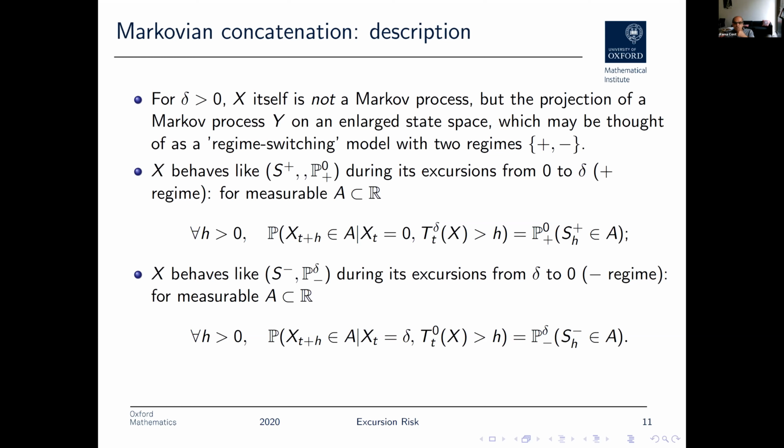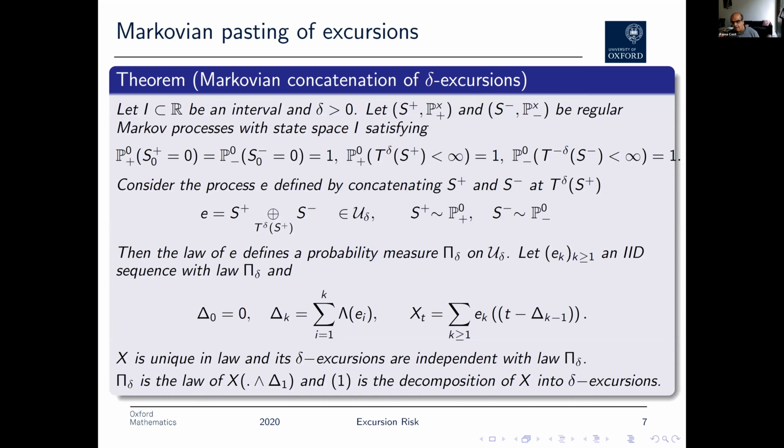For the delta excursion applications, I only need two, because delta excursion by definition is composed of two parts, the up and down part. But from a mathematical point of view, you can do this construction with n regimes, and then you need S1, S2, Sn, and you just augment your state space by adding a second component, which can take n finite values. Everything else is exactly the same.